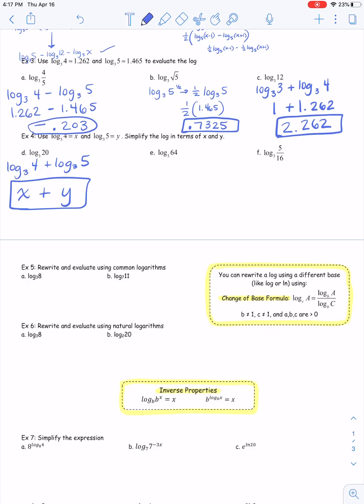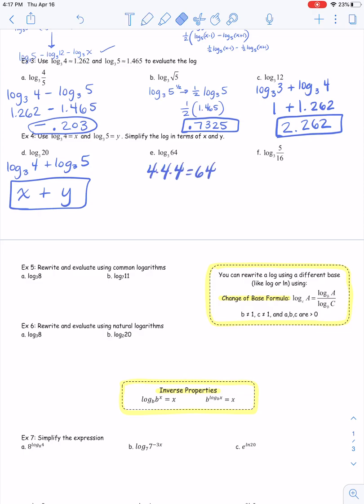All right, and in E, we have the log base 3 of 64. So again, I'm thinking to myself, what are some factors of 64, incorporating that 4 or that 5 to get me where I need to be? Well, 5 is not a factor of 64, so I know that I'm not going to use the log base 3 of 5 in any kind of way, so there won't be a y in my answer. But I know that 4 is a factor of 64. And how can I get that? Well, I know that 4 times 4 times 4 is 64.